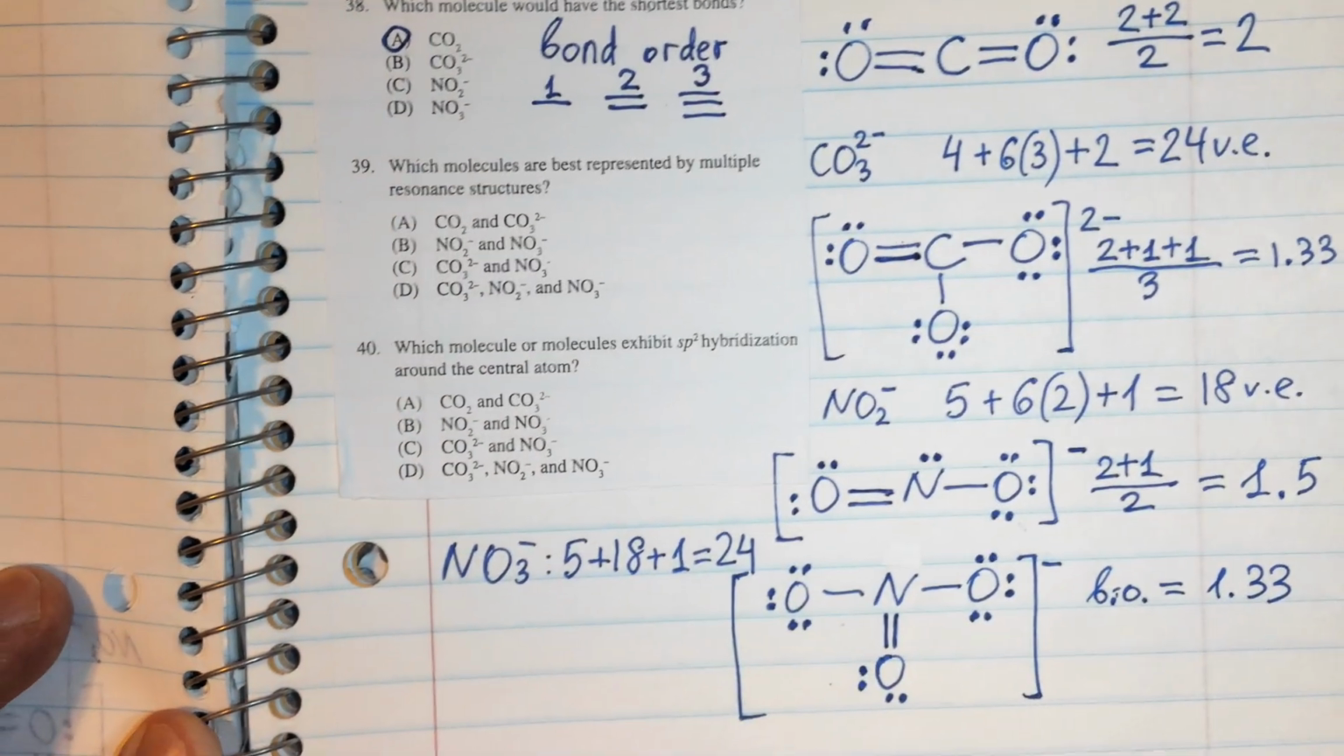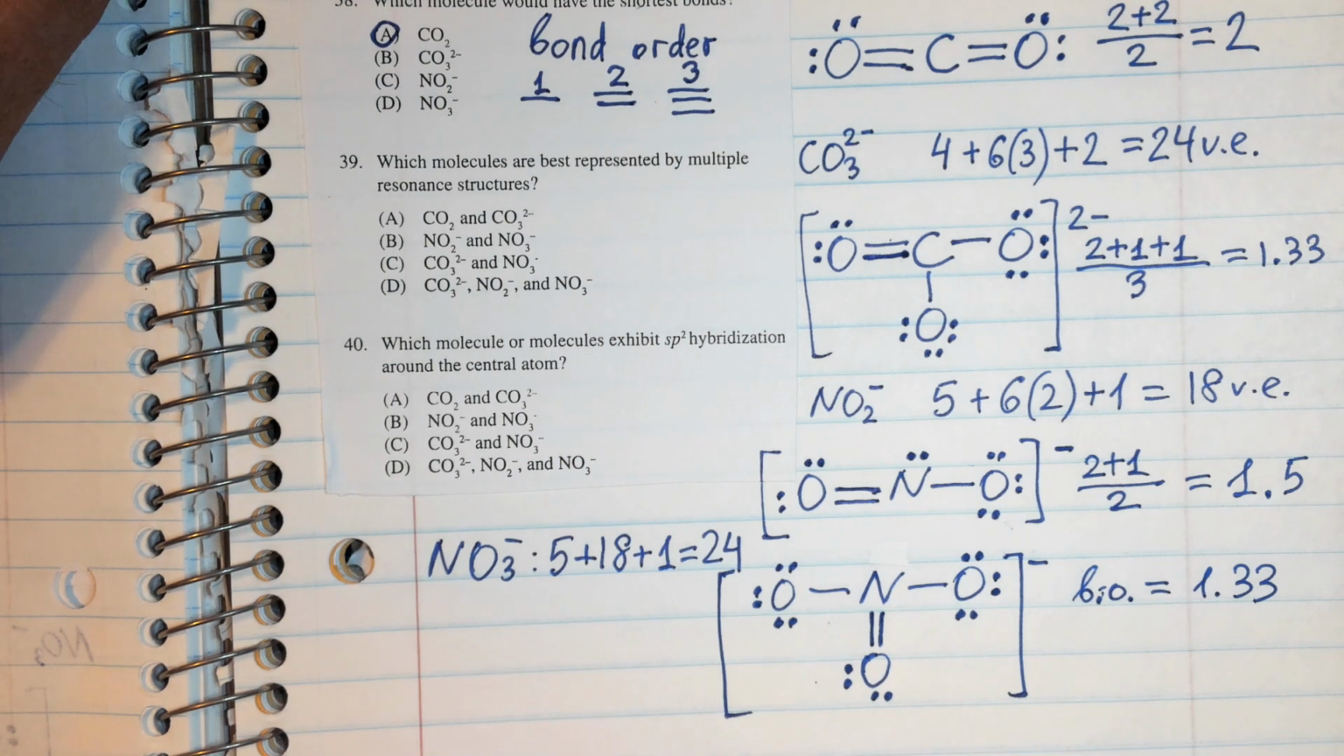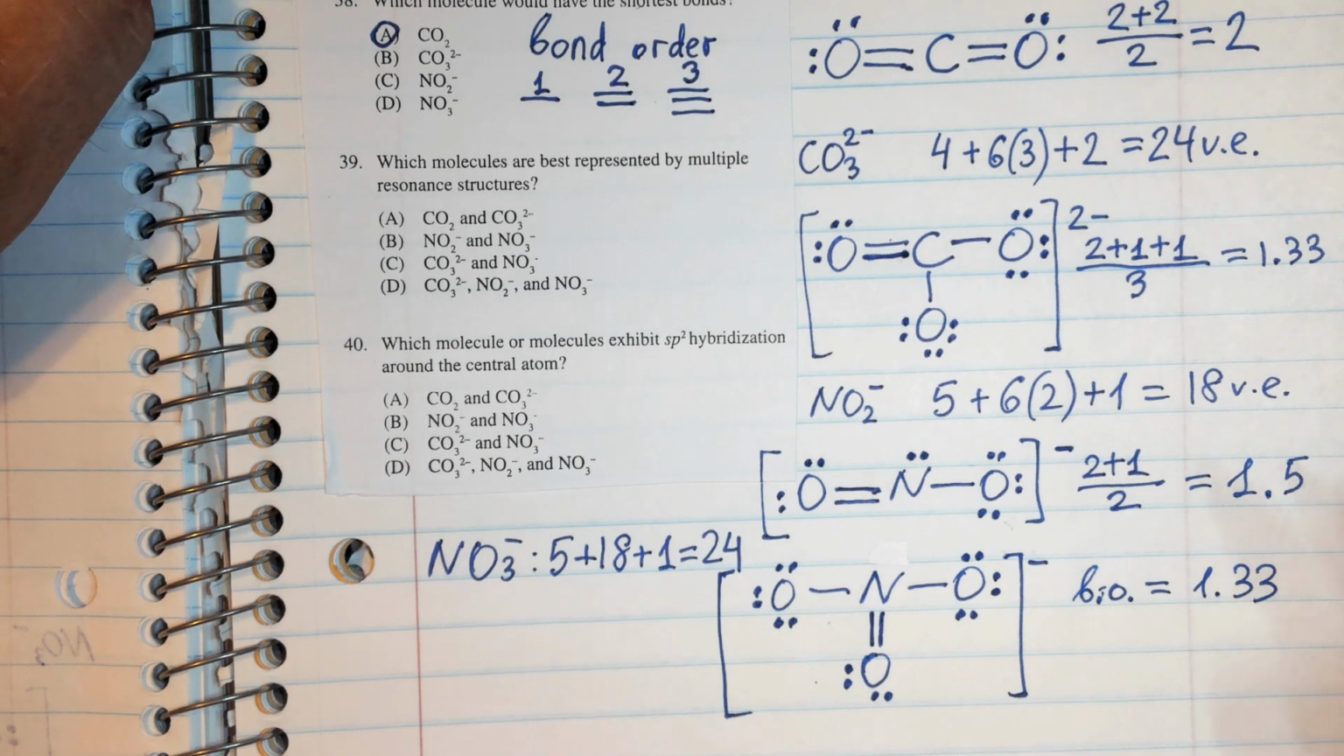Next question. Which molecules are best represented by multiple resonance structures? Okay, what is resonance? Resonance structures are variations of Lewis structures with different arrangements of bonds, however, which show the same or equivalent structures of the molecule. So again, these are different arrangements of bonds in the same structure which are equivalent to each other.